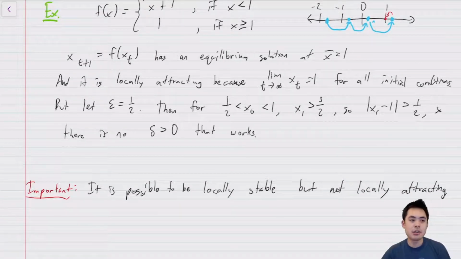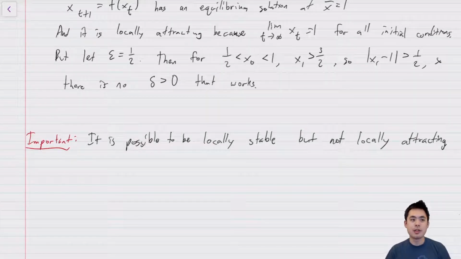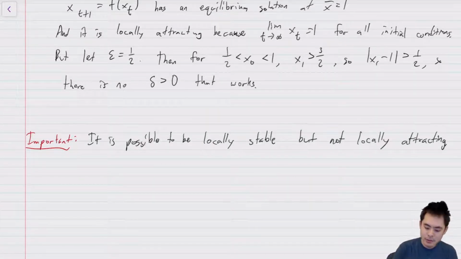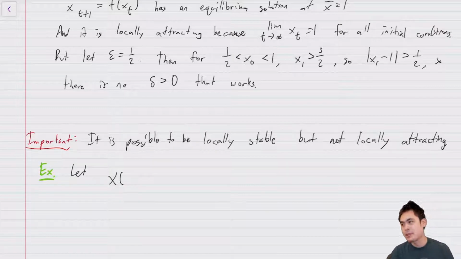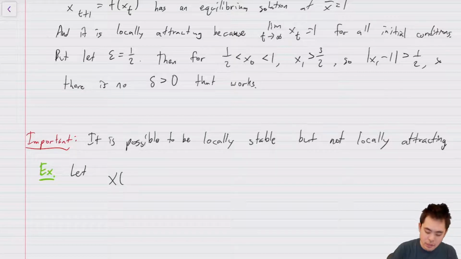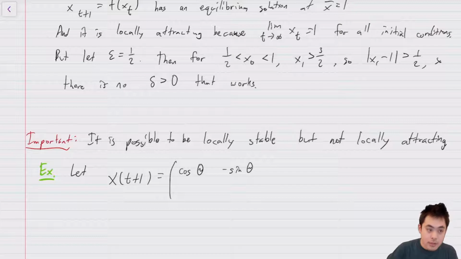And let's also give another example for locally stable but not locally attracting. For this, I'm going to give a slightly more complicated example, but it's going to be a system of two first-order difference equations, and I'm going to write it in matrix form. x sub t plus 1 is equal to cosine theta, minus sine theta, sine theta, cosine theta, times x sub t, which is of course a two-dimensional vector.